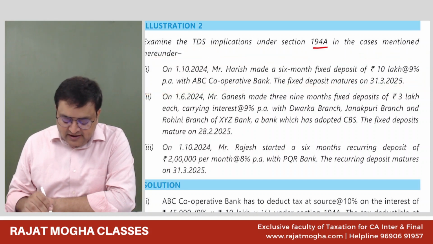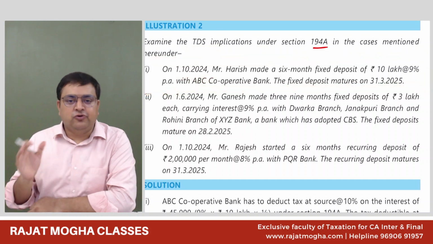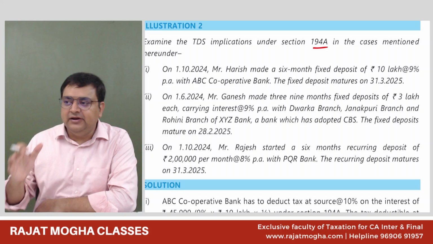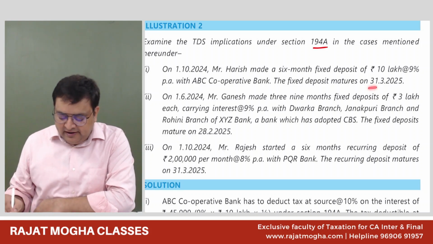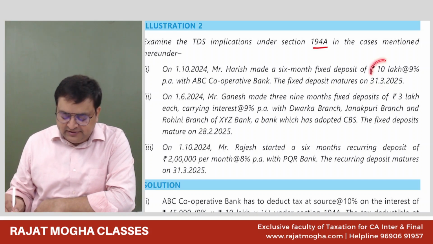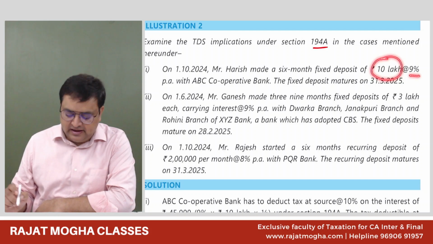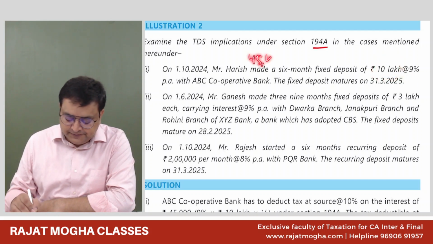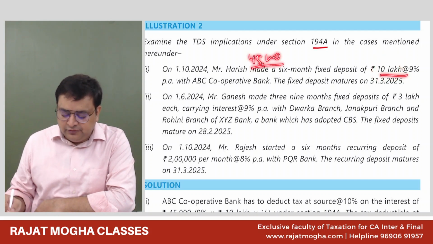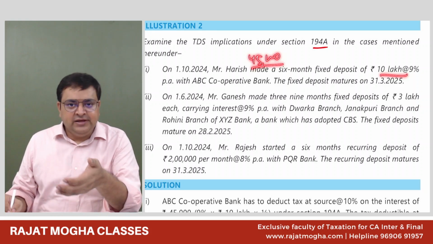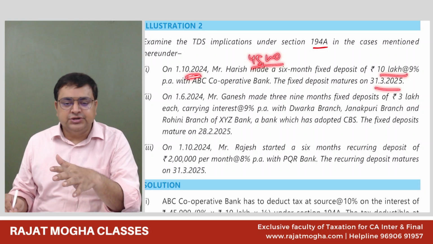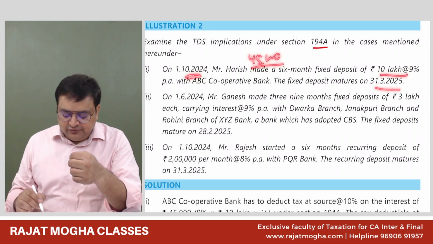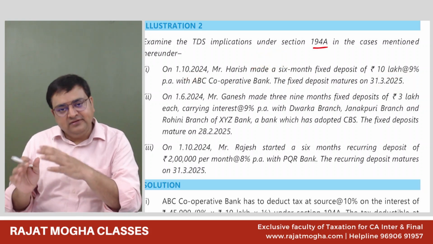So let's say this guy has deposited on 1st October. He's your client. He is saying to you that, sir, I have deposited on 1st October and it is for 6 months. How much has he deposited? 10 lakh rupees. So 10 lakh into 9% for 6 months. I believe it is 45,000 rupees. So 10 lakh into 9%, 90,000 for the year, but he has deposited for 6 months, from October till March. So it would be 45,000 rupees. So whether the TDS implications would be there, the answer is yes.